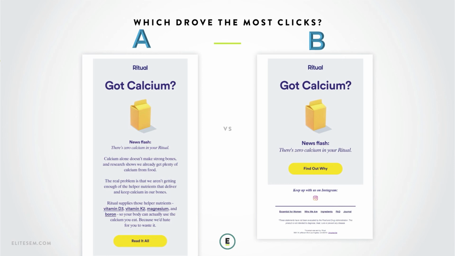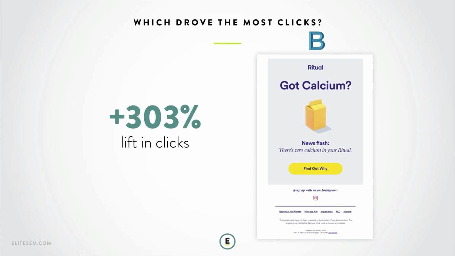So between A and B, which one do you think drove the most clicks to the site to read the rest of the article? Yep, everybody is right. B. Look at that number. That is not a typo. 303% lift in clicks. Unbelievable. People do not read over there in the corner. Very, very correct. So overall, this works, and the brand since has taken an approach to really cut down their copy.